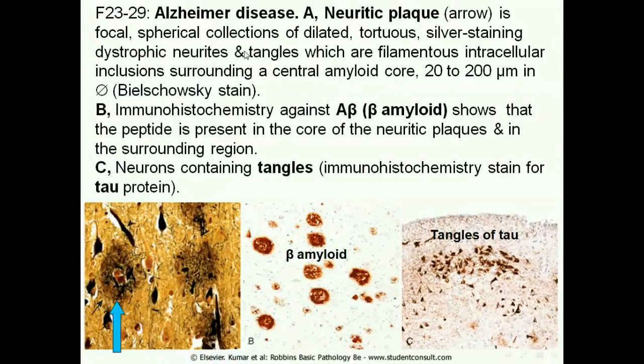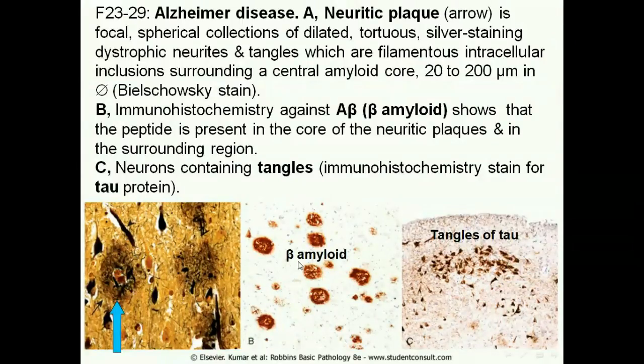So a neuritic plaque is a focal spherical collection of dilated, tortuous, silver-staining dystrophic neurites, and tangles, which are filamentous intracellular inclusions. The plaques surround a central amyloid core, 20 to 200 micrometers in diameter. As the doctor said, the bigger it is, the more severe the disease is. Just imagine, if it's bigger, there's more neuronal death and more cell injury, which means less communication between cortical areas, and this means more dementia.